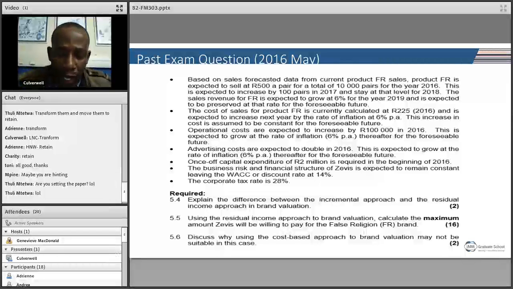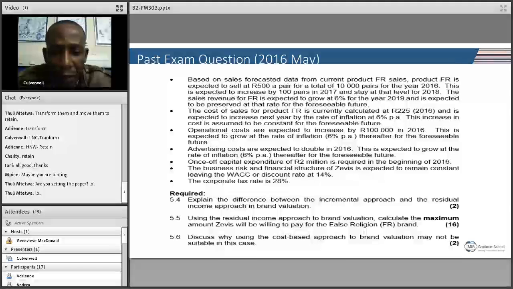Advertising costs are expected to double in 2016. So if you look at your equation, your 2016 advertising cost is 300,000. Doubling it means times 2. So the total the company is going to incur if they go ahead and acquire FR towards advertising cost in year 2016 will be 600,000, which is 300,000 times 2. This is expected to grow at the rate of inflation, which is 6% per annum, thereafter for the foreseeable future. Same interpretation, from year 2016 to 17 times 1,06. From year 2017 to 2018 times 1,06.